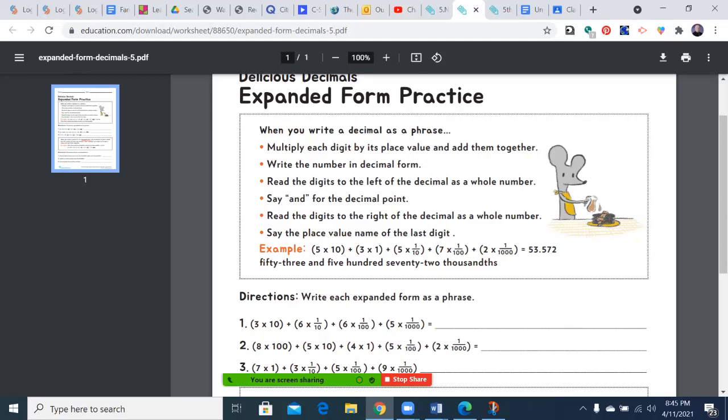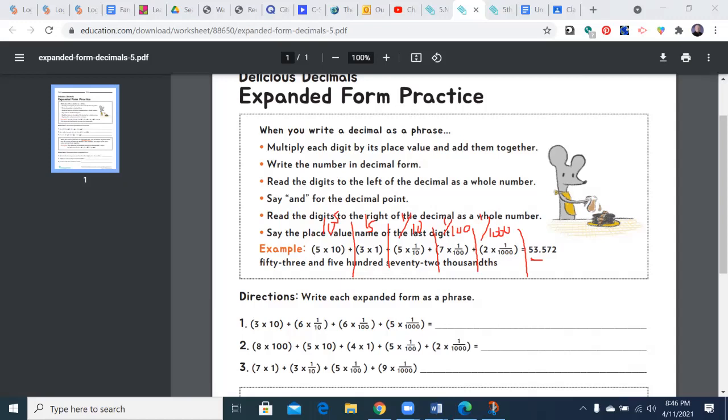Notice 5 and 3, these are just like place value. I could draw a place value chart like this here, going tens, ones, tenths, hundredths, thousandths. And so I look at my tens place, I have a 5, so that's a 50. A 3 in the ones place, so 53. And you can see that right here. Now I'm going to say "and" because I have a decimal point. And then I would read it.